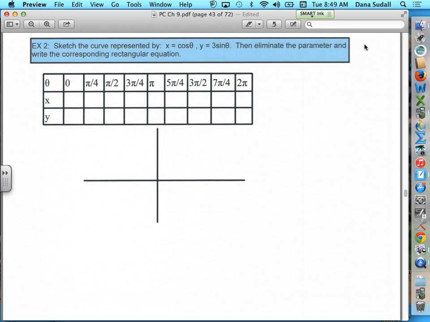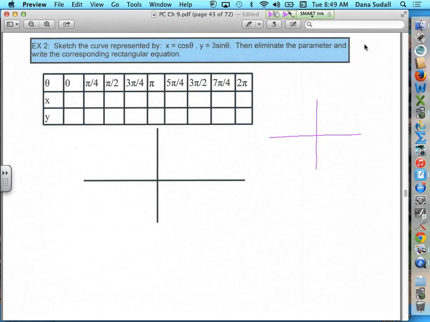This one, our parameter is an angle this time instead of t, which we usually think of in terms of time. But we can go through and do the same thing for this. So x is the cosine of theta.